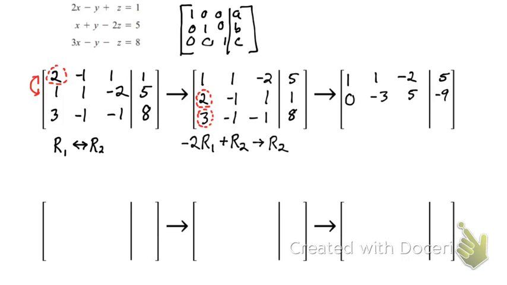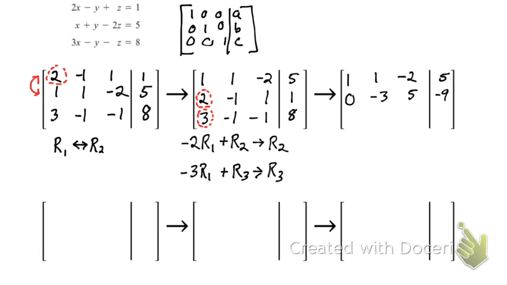Now I'm going to do that 3. I need to get rid of that 3. Once again, you just ask yourself, 1 times what creates a 0 pair with 3, and that's just a negative 3. So we're going to multiply row 1 by negative 3. We're going to add it to row 3 this time, and that's going to replace the row 3.